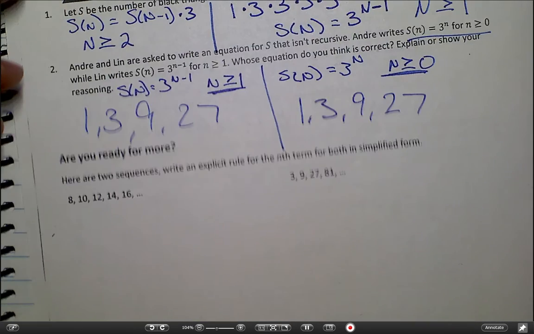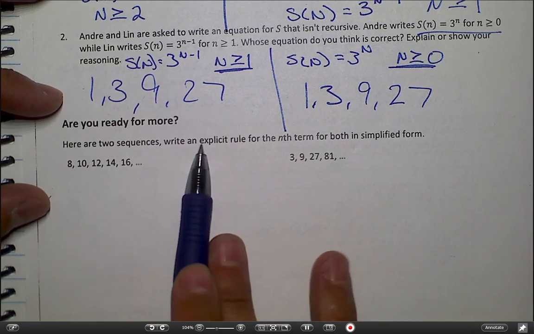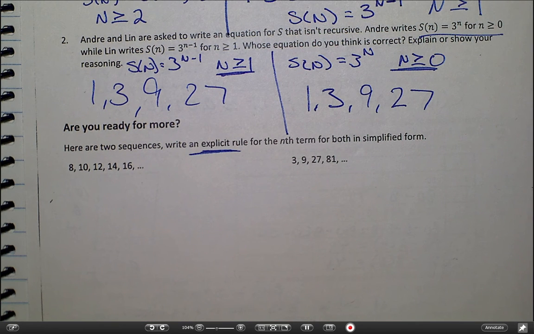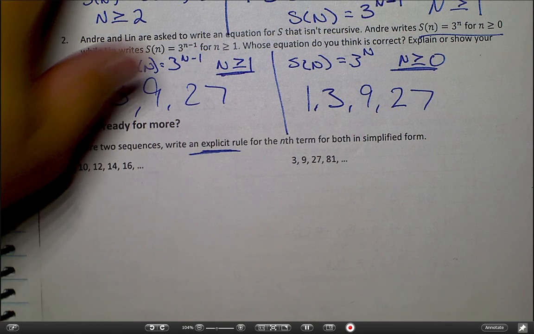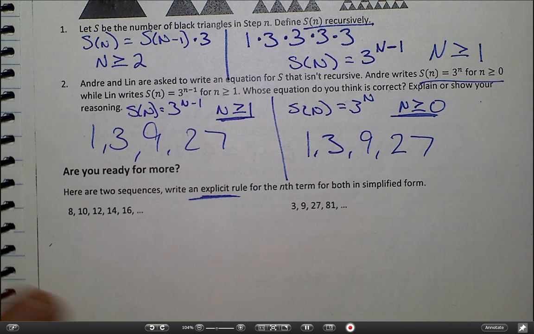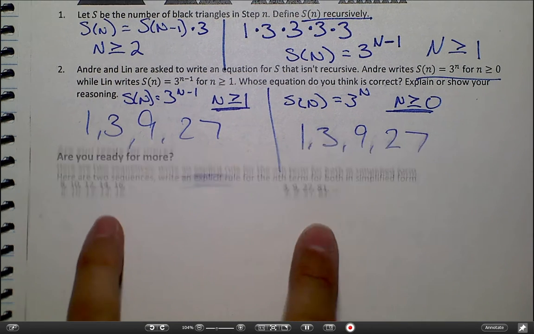So let's look at this next one now. So here are two sequences, right? An explicit rule for the nth term for both in simplified form. Now, what that means is, I want you guys to do it like this. This is how my other class was very successful at getting to this. Figure out what it is, kind of like I did over here. Figure out what it's doing, and then you're going to try and write a definition, a rule for this one. So you and your partner together are going to do these two right now.